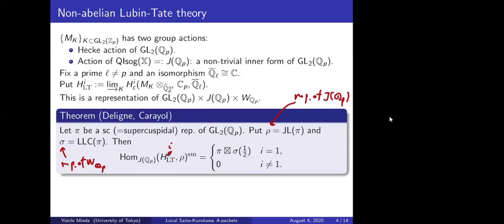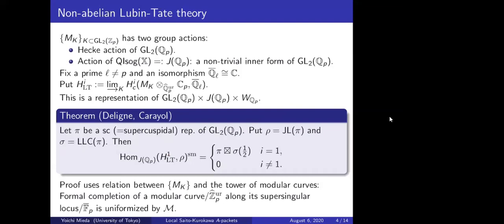So actually, the proof of the local Langlands correspondence is given by first defining the local Langlands correspondence in this manner, and after that proving that the correspondence satisfies the nice properties. And I already mentioned that this theorem comes from the geometric meaning of this Rubin-Tate tower. Actually, the proof of this theorem uses the relation between this Rubin-Tate tower and the tower of modular curves.